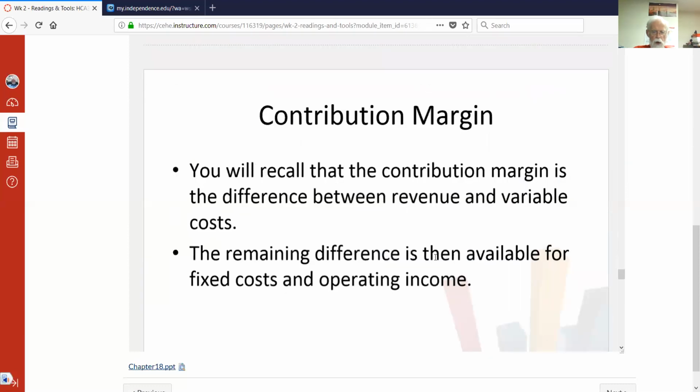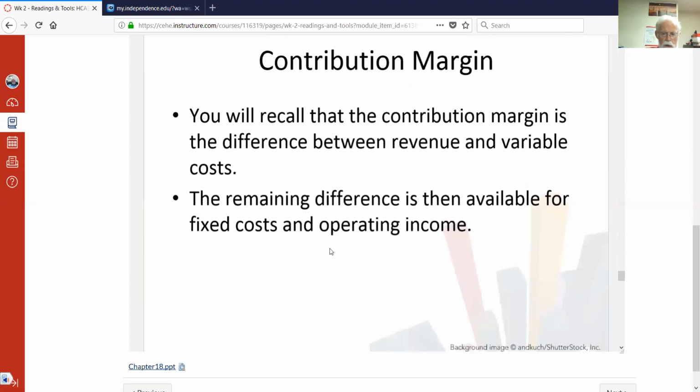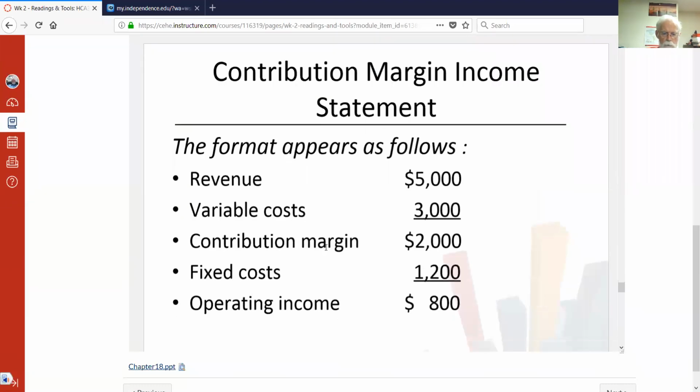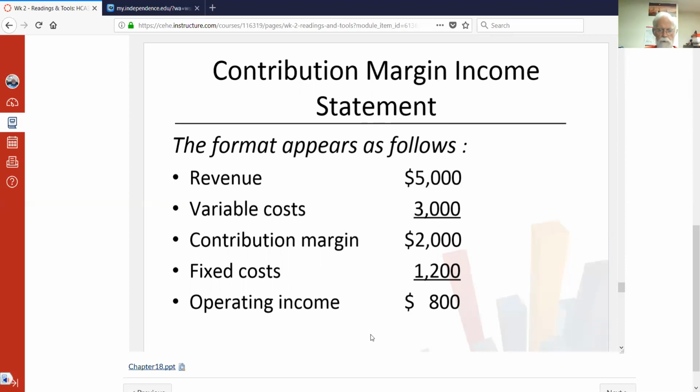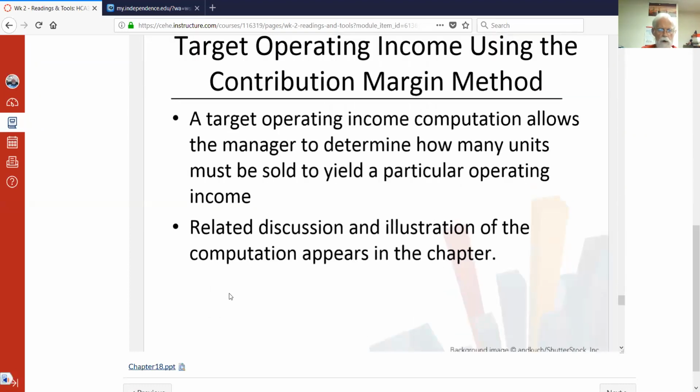The contribution margin is the difference between revenue and variable costs. The difference then is available not only for covering our fixed costs, and remember fixed costs are facilities and things that we have that don't vary with usage, and operating income. So we hope that our operating income is always a positive. Here's an example here: revenue, variable costs, contribution margin, and then we take the fixed costs out. These are examples, obviously.